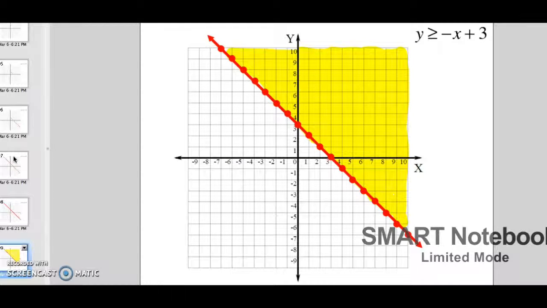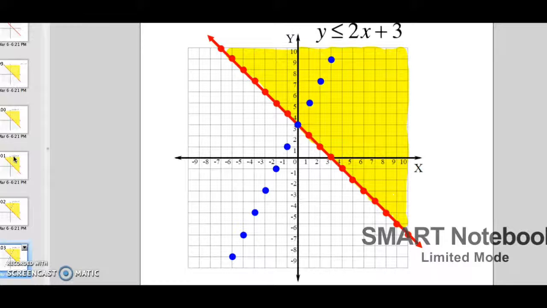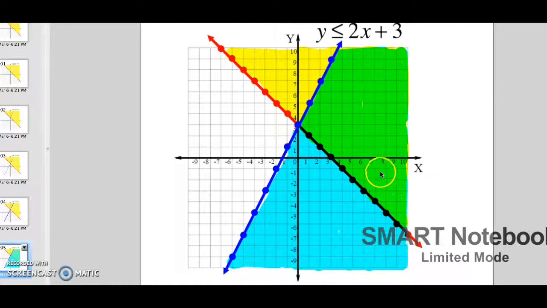My second inequality is y is less than or equal to 2x plus 3. I start at 3, and my slope is 2, so I go up 2 to the right 1, and I do that till I reach the edge of the graph. Then I reverse it at 3, and I go down 2 to the left 1, and do that till I reach the other edge of the graph. It is also an equal to statement, so I have a solid line, and since it is a less than, I'll shade below the line. So this green portion here is my overlapping part. Those are my solutions. So let's put that on MathXL.